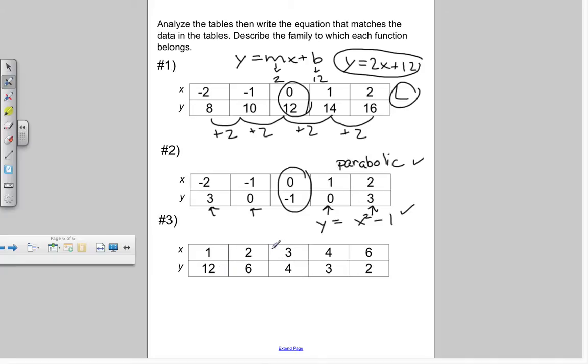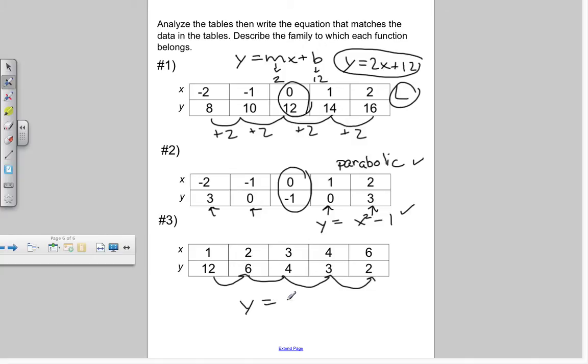Okay. Last but not least, you probably can predict what it's going to be, but let's just look at how you would know. 1, 2, 3, 4, 6. Oh, I skipped a 5. Interesting. What's happening to my values here? I go to 6, I go to 4, I go to 3, I go to 2. It's shrinking, but not by the same amount every time. I don't have symmetry in my data. This is probably going to be inverse.